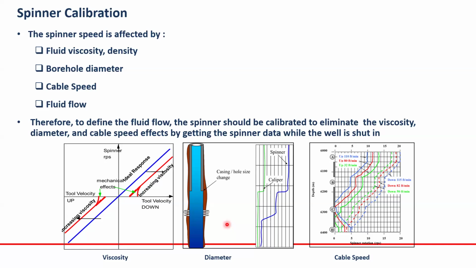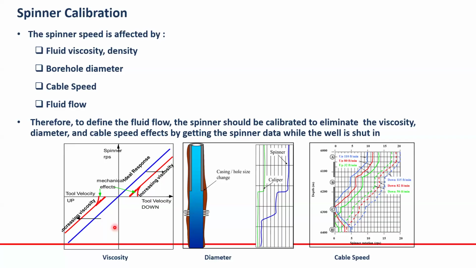As you see here, this is the ideal slope, the tool velocity versus the rotation of the spinner, RPS. Logically, if it's zero velocity, it's zero spinner. But in a shut-in well, the viscosity will move this ideal line either down or up, according to whether you go up or go down. So increasing viscosity increases the shift in this direction. This one is the viscosity effect.